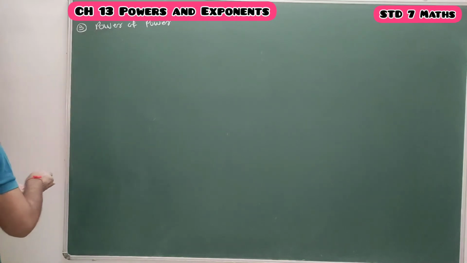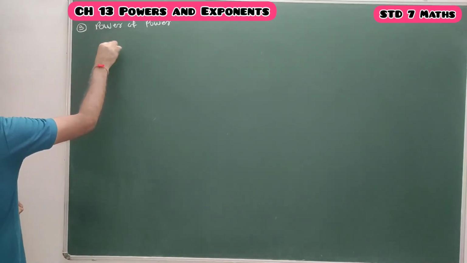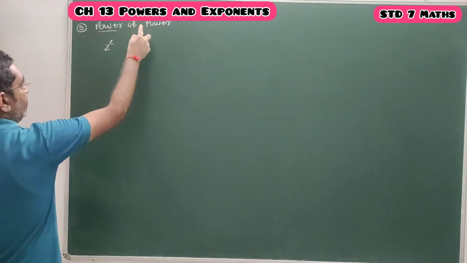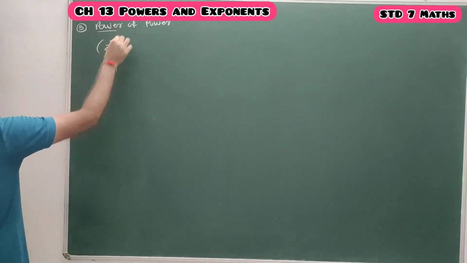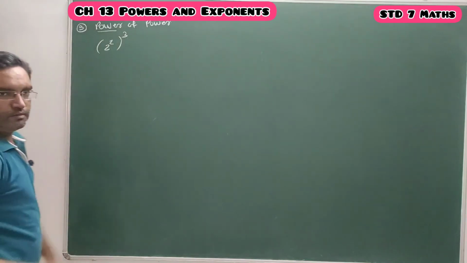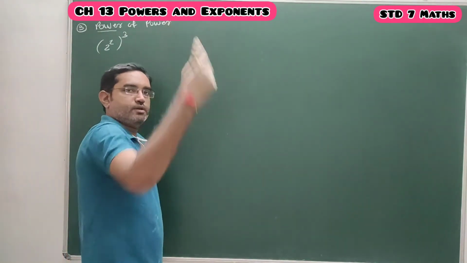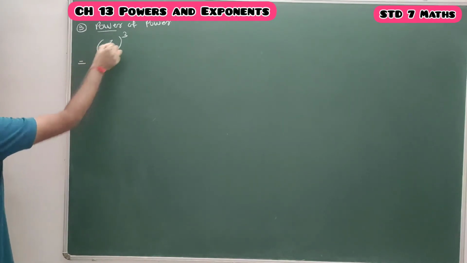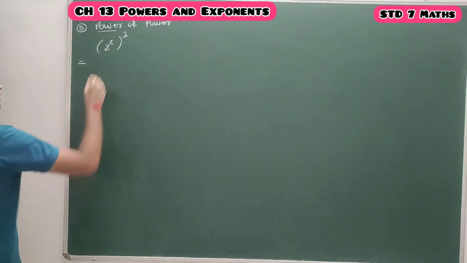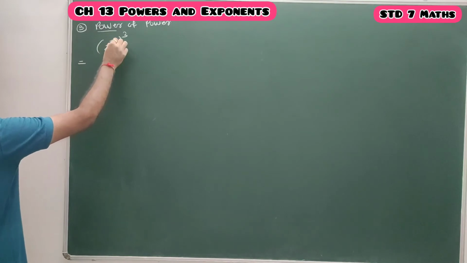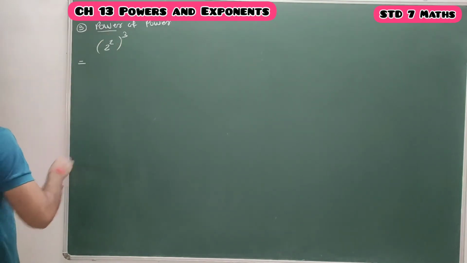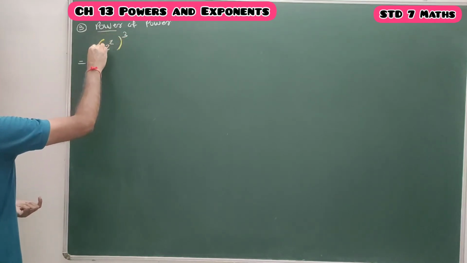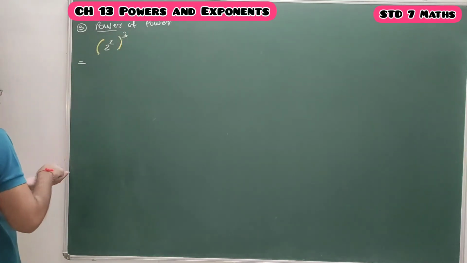For example, if we have 2 square, so 2 square is one power, then it's a power of power if we consider one more power of this power, 2 raised to 2 raised to 3. So it's a power of power. So what is the simplification of this? We have to derive the simplification of this power of power. So here the base is 2 raised to 2, and for exponent 3, this is the base, so the power is 3. So what is the meaning of this power of 3?